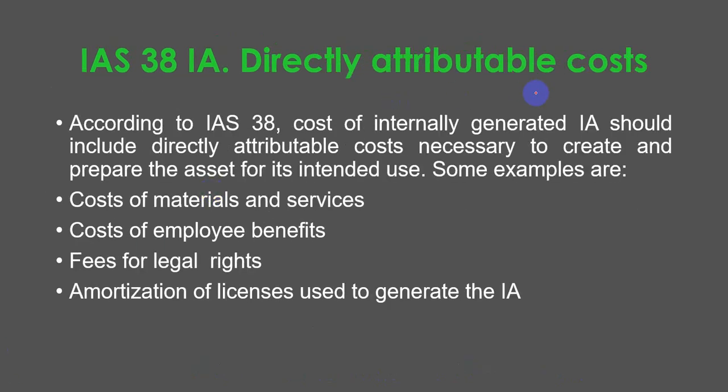Directly attributable costs. According to IAS 38, the cost of internally generated intangible assets should include directly attributable costs necessary to create and prepare the asset for its intended use. Some examples of this are costs of materials and services, costs of employee benefits, fees for legal rights, amortization of licenses used to generate the intangible assets.